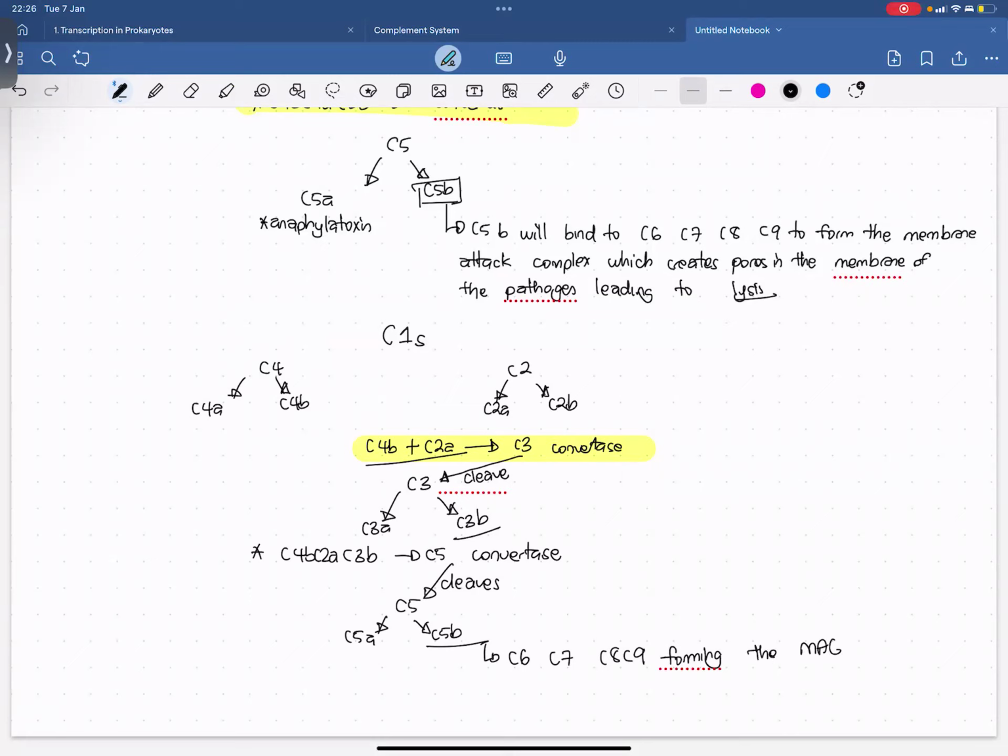I hope this made sense for the classical pathway. I've tried to explain it the best way I could.